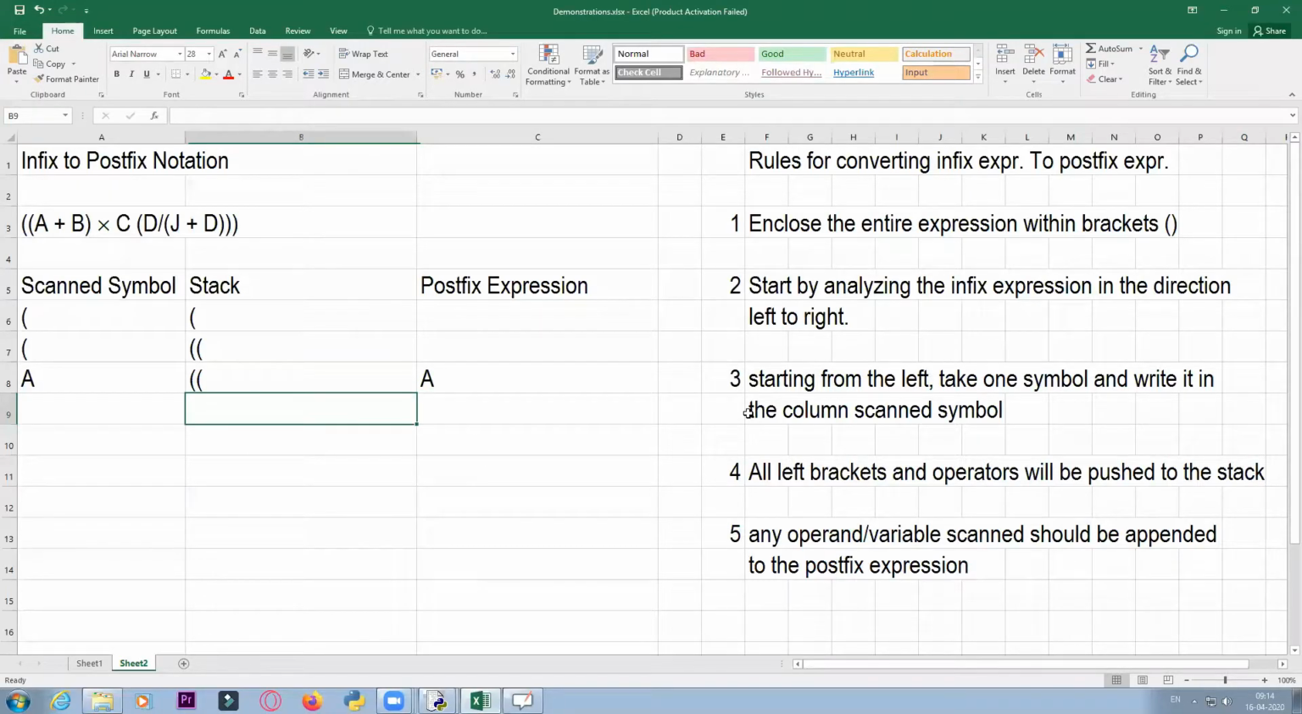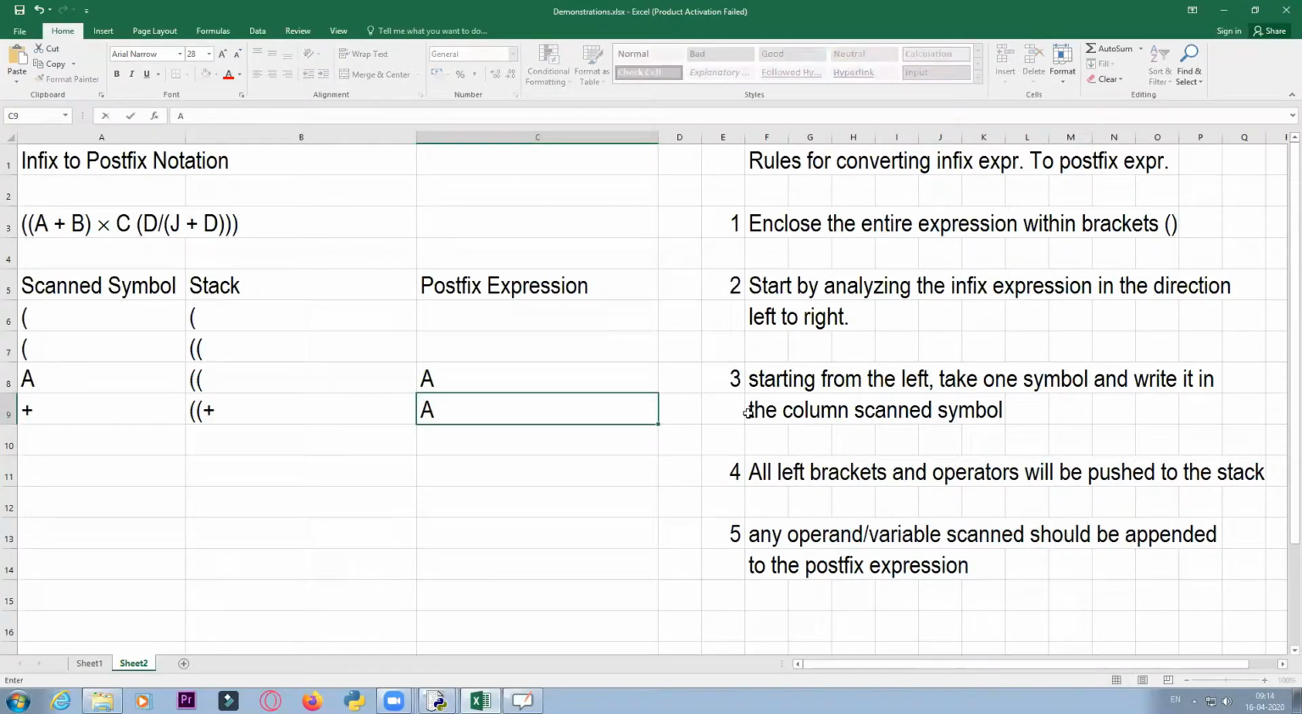Now we should continue. After A, we have a plus sign. Okay, because we are using Excel, so we have to keep that in mind. Now, because we have encountered a plus sign, that is an operator, we will simply push it to the stack. And our postfix expression remains as it is.